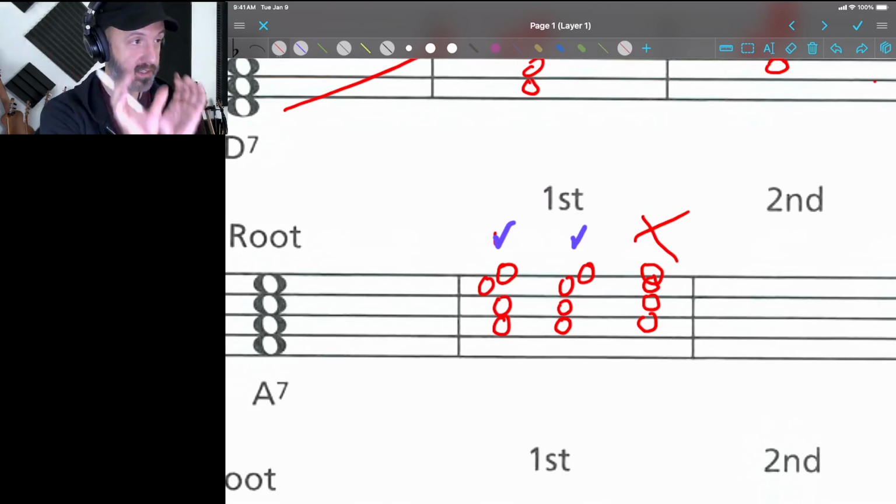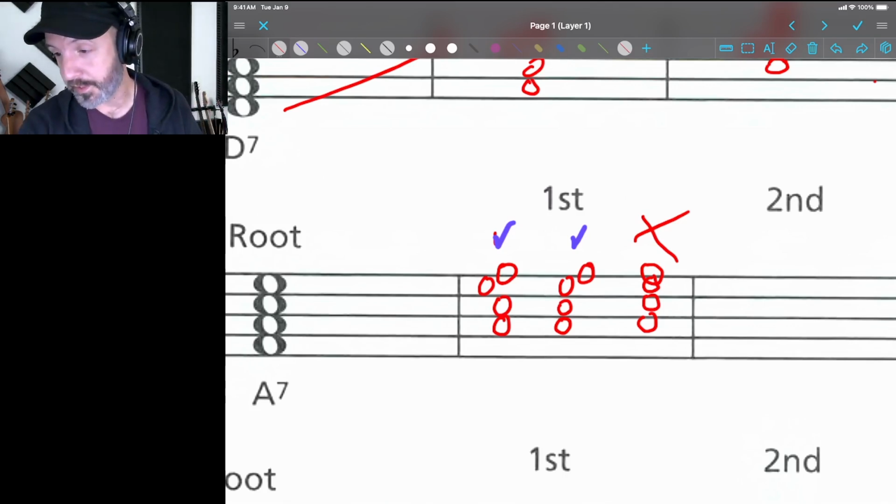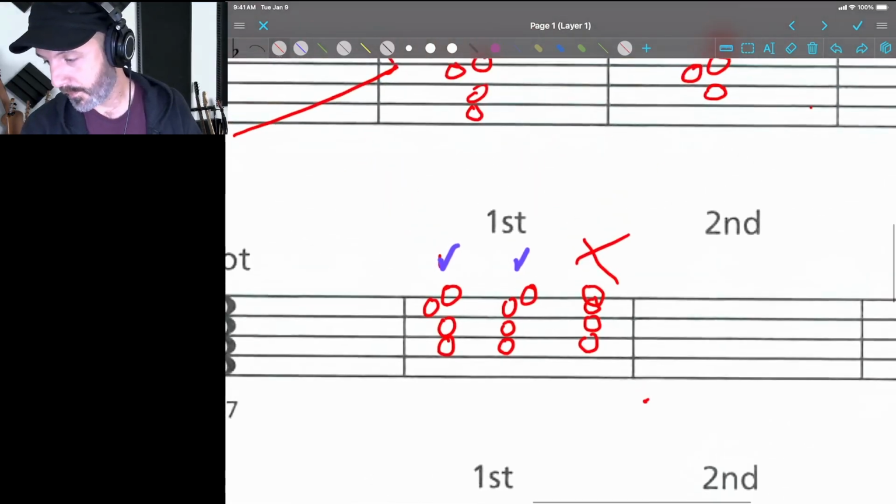All right, so just as long as there's a second, something's got to give. They can't be just lobbed on top of each other. All right. Second inversion.